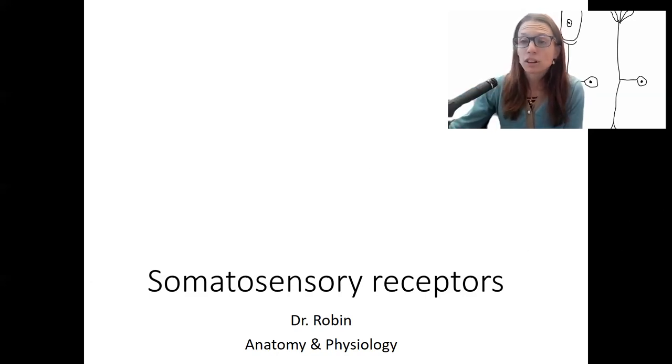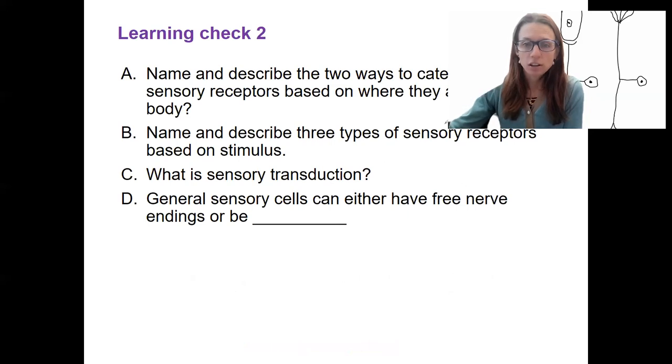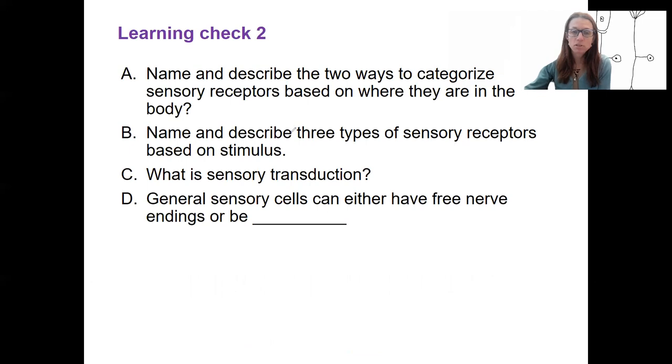So first, a learning check. First two are categorizing sensory receptors, so based on where they are, and they describe three types of sensory receptors based on stimulus. There's more than three options. Sensory transduction, describe in your own words as best you can. And then this last one, free nerve endings or something else.